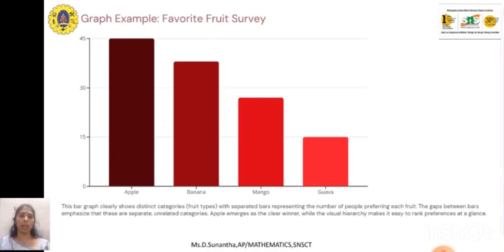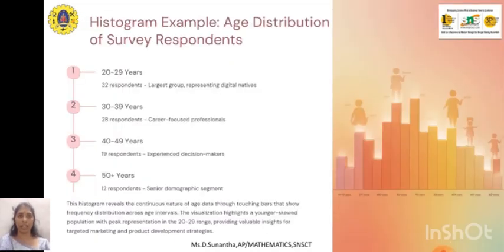This bar graph clearly shows distinct categories of fruits with separated bars representing the number of people preferring each fruit. The gap between bars emphasizes that these are separate, unrelated categories. Apple is emerging as the clear winner, while the visual hierarchy makes it easy to rank preferences at a glance.